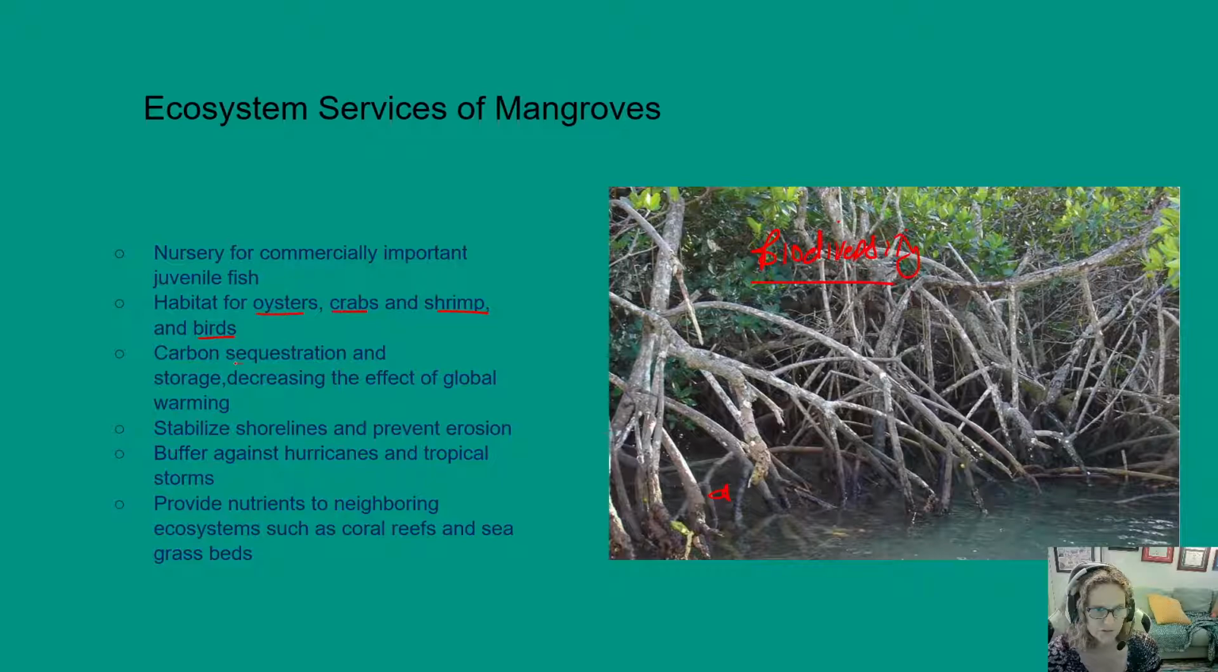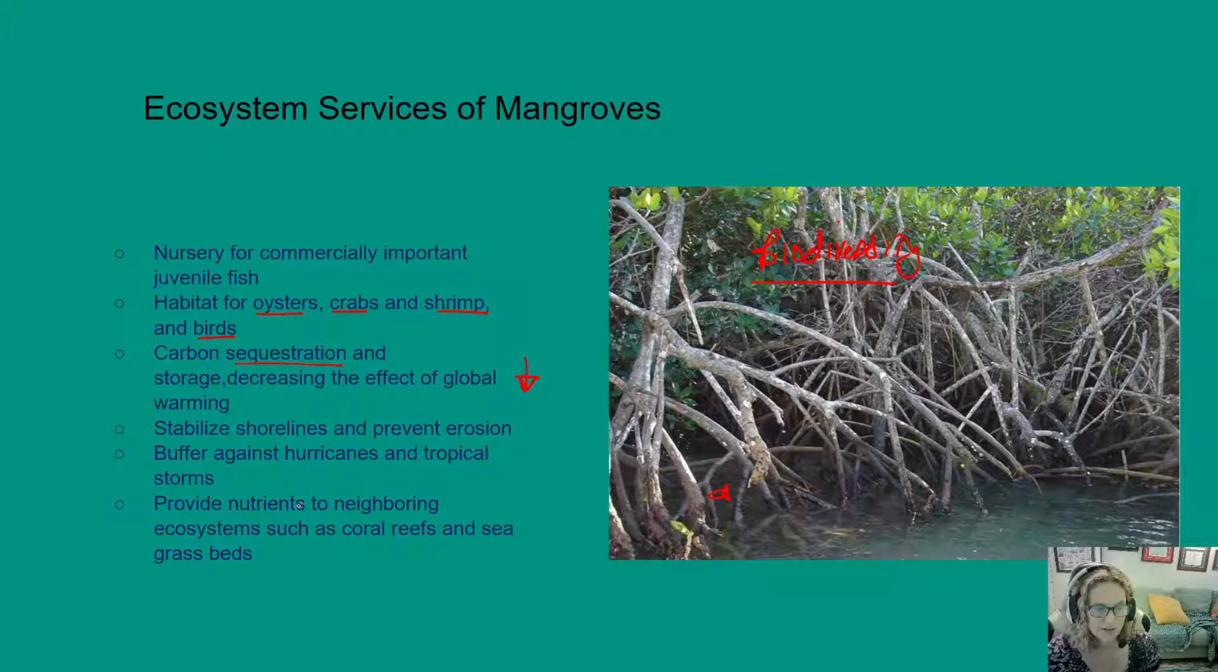They sequester or store carbon. They're plants. They're going to absorb carbon and store it, which would help lower global warming. They keep the shore stable. Look how these roots are all stuck in here. They're going to prevent erosion. They're going to keep the shoreline intact. They're a big buffer against strong winds and big tide surges when there's tropical storms and hurricanes coming.